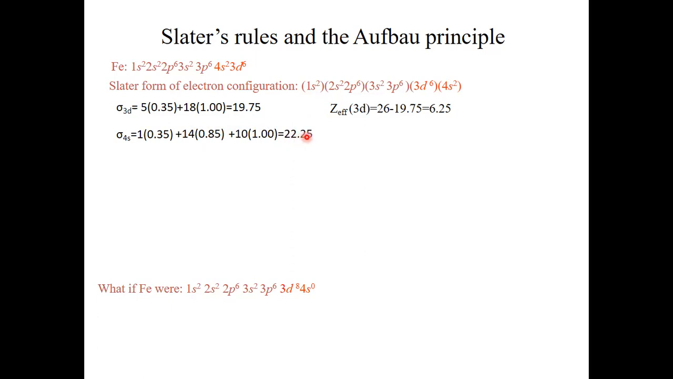So what is the effective nuclear charge acting on a 4s electron? That's 26 minus 22.25, which is equal to 3.75.